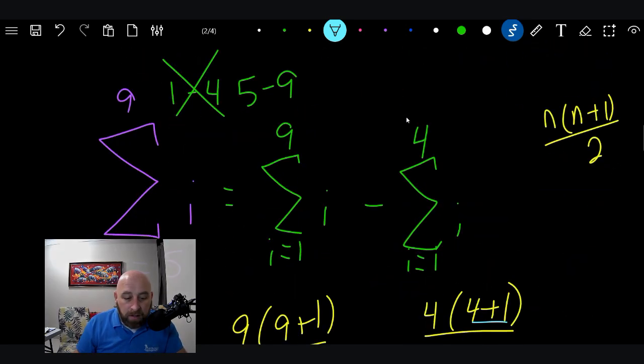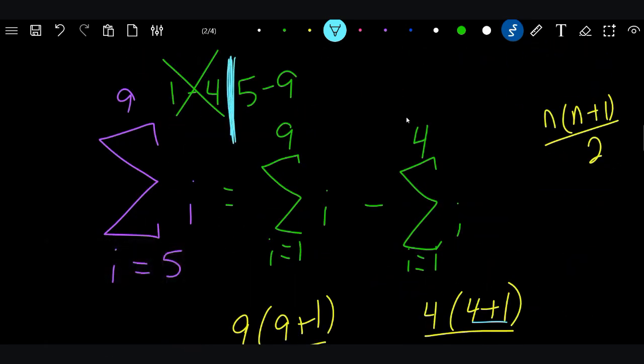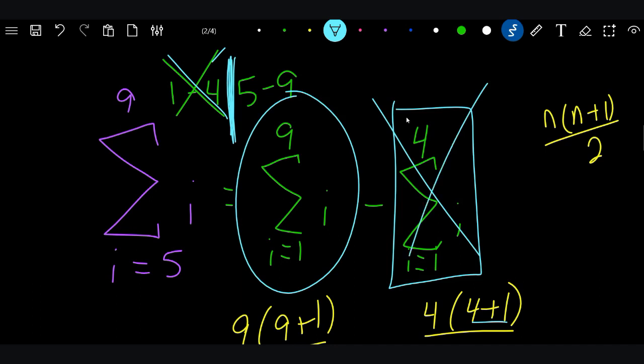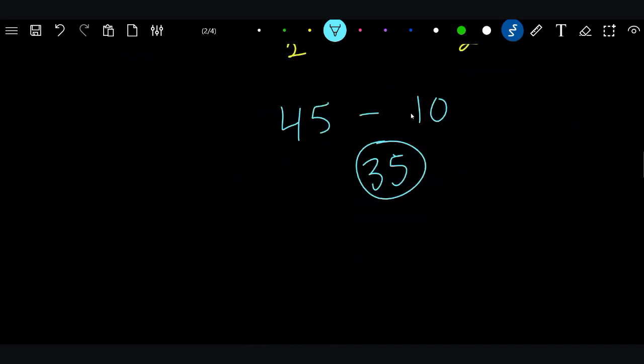On this one, on our problem here, our lower bound started at 5. So we didn't need anything over here, 1 through 4. So we take the whole and we subtract what we don't need. This is what we're getting rid of. And then our leftover is the answer, 35.